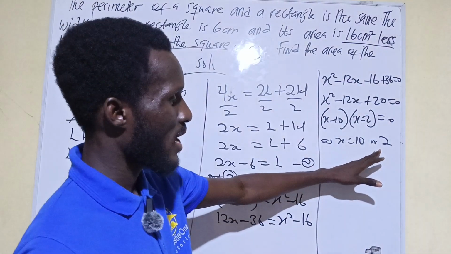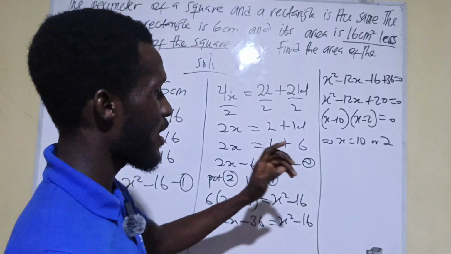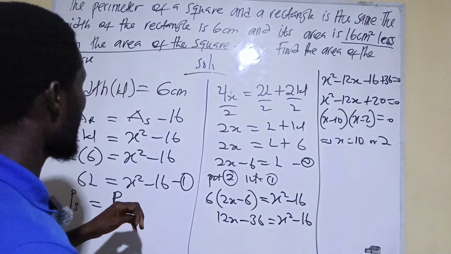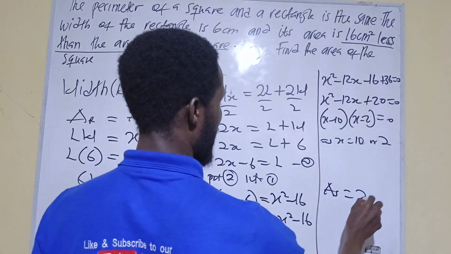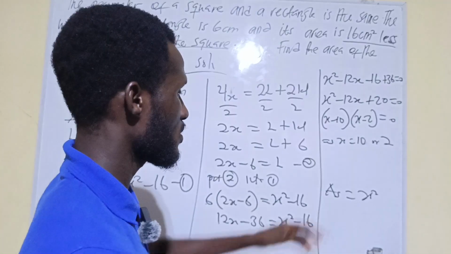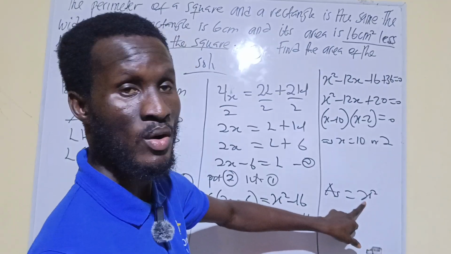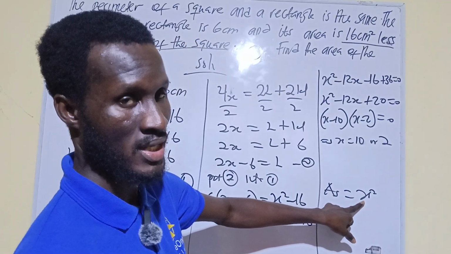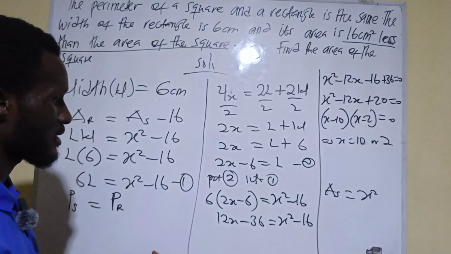Now we are getting two answers, meaning that we are going to get two different areas, because the area of a square is s squared. So if I use s is equal to 10, I'm going to get 100. If s is equal to 2, I'm going to get 4. You get it? But let me check the one that is correct.